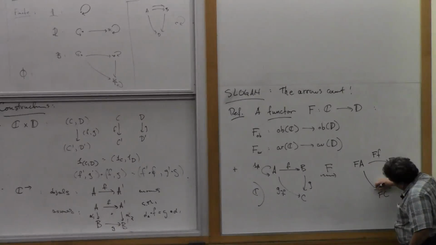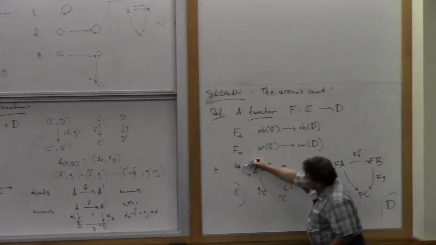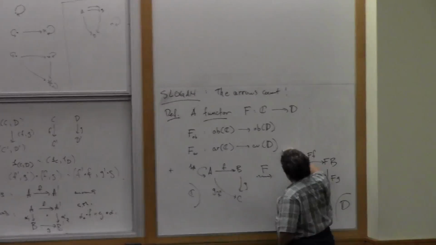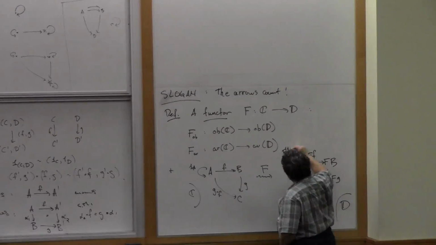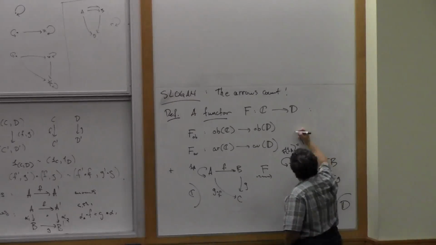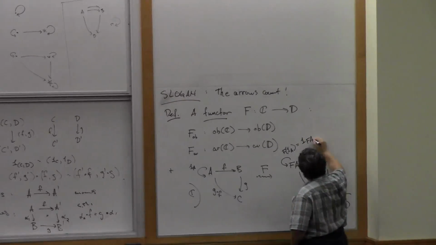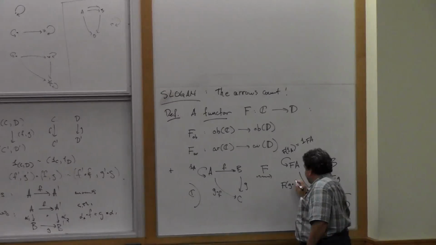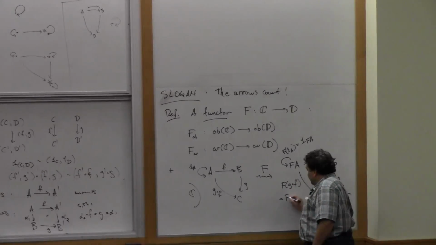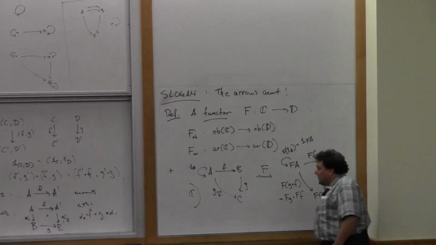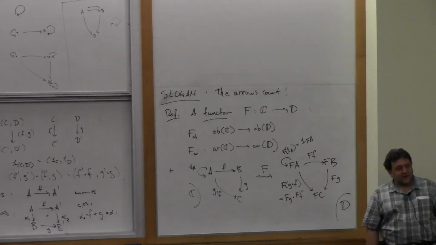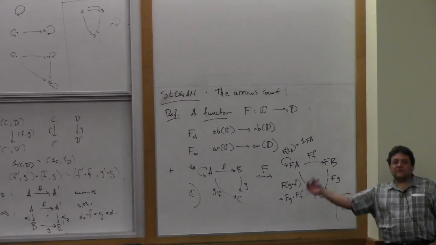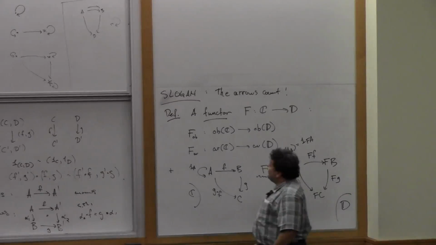And then the further condition is, well, as you might guess, it preserves identity maps. So F applied to 1 of A is required to be equal to 1 of F of A. And finally, it preserves composition. So F of G after F is required to be equal to F of G after F of F. So it just preserves all the data in the definition of a category. That's what a functor is. Preserves the objects, the arrows, the domains, the codomains, the composition, and the identity maps. Okay, so that's the basic notion of a functor.